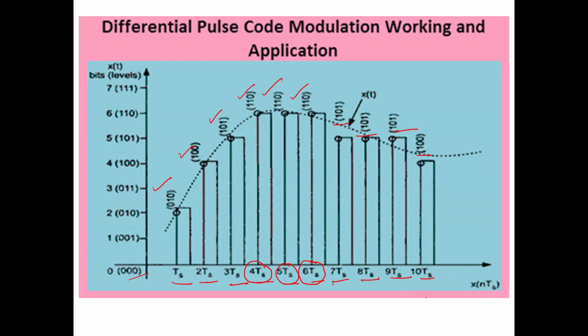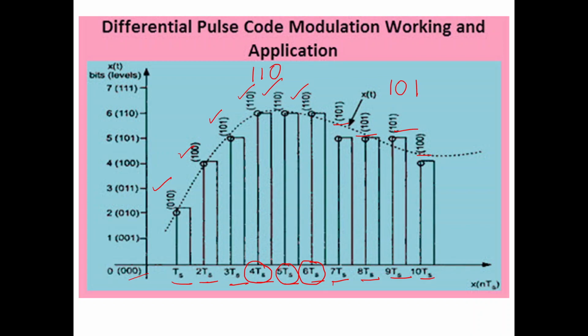Similarly, look at the samples at 7Ts, 8Ts and 9Ts. All three samples are encoded with the same bits, 101. Here, instead of transmitting three times, we avoid the redundancy and transmit only one time, 101. So this is the concept of your DPCM.